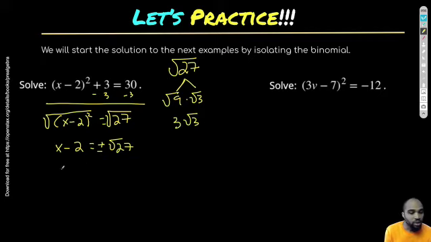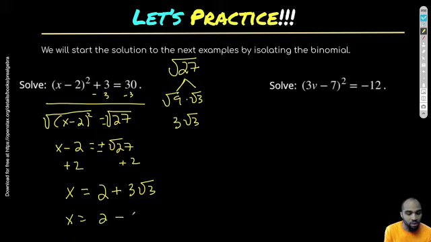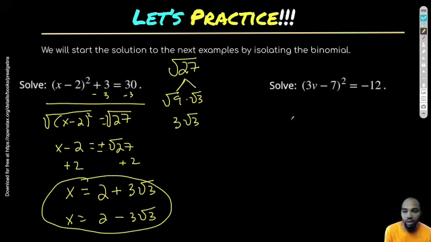So now when I'm solving this, it's going to be x, well, when I add my 2, let me go ahead and do that without breaking it into two problems. When I add my 2, it's going to be x is equal to 2 plus 3 square root of 3. And when we add 2 on the other one, it's going to be x equals 2 minus 3 square root of 3. So those are our two solutions for that one.